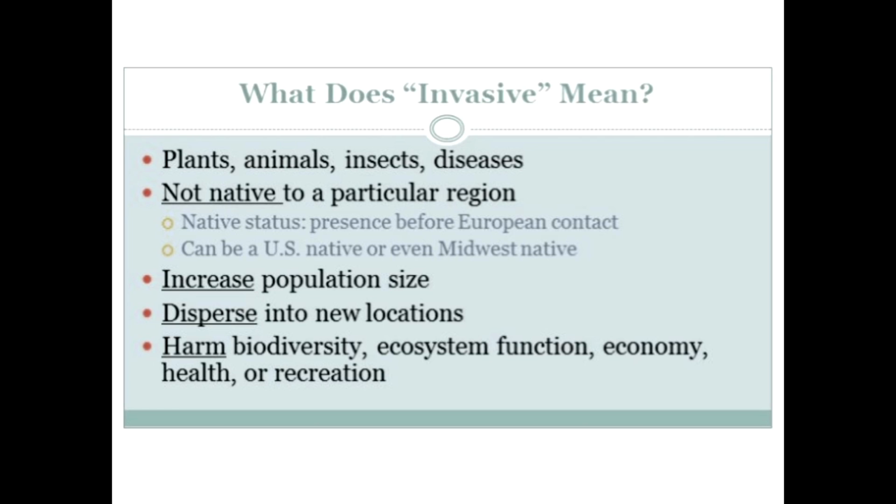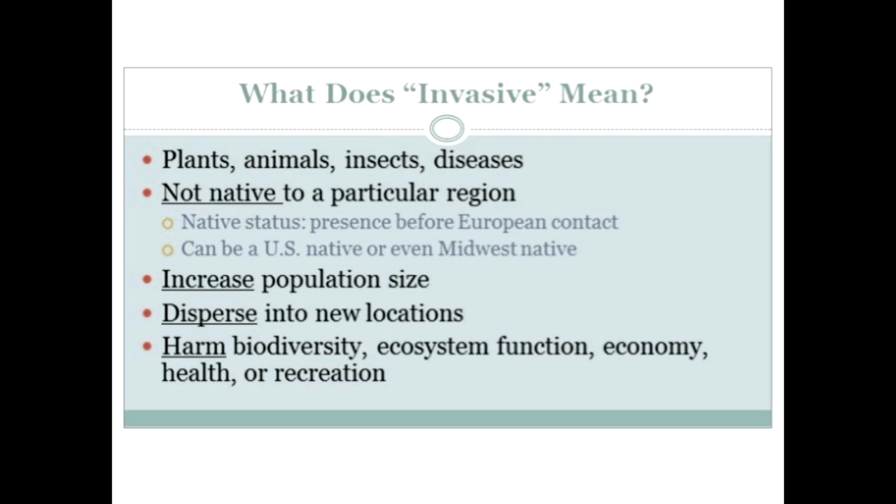It's important to note here that in Wisconsin, you could have an invasive species that is native to the United States or even part of the Midwest, as long as it wasn't native to this particular location before European contact. It can still be considered an invasive species, and a classic example of that is black locust, which is native to the southeastern United States.